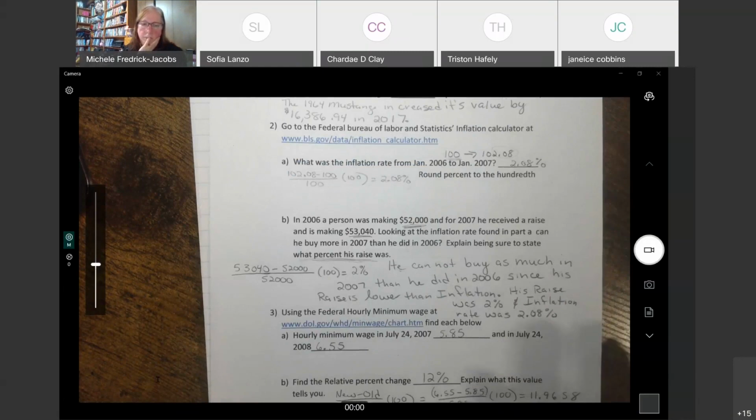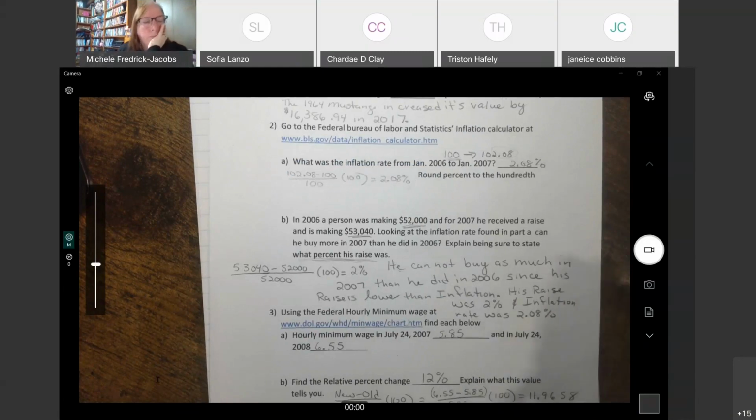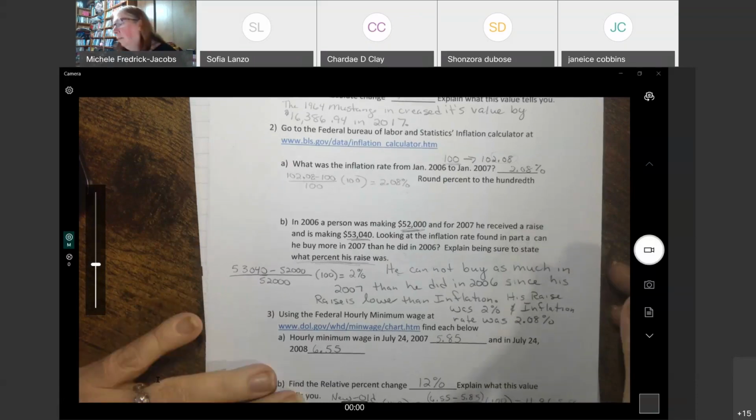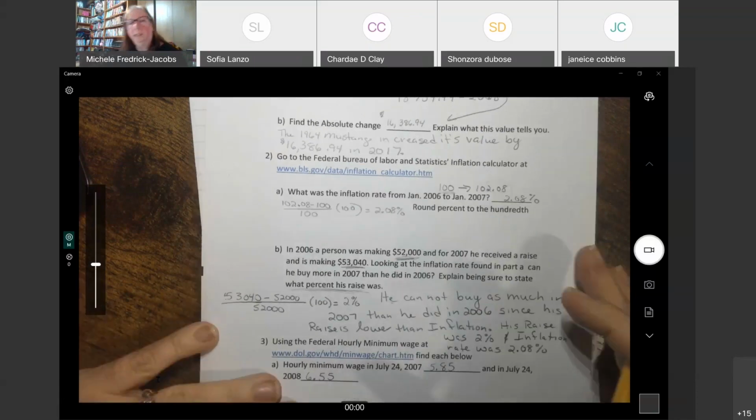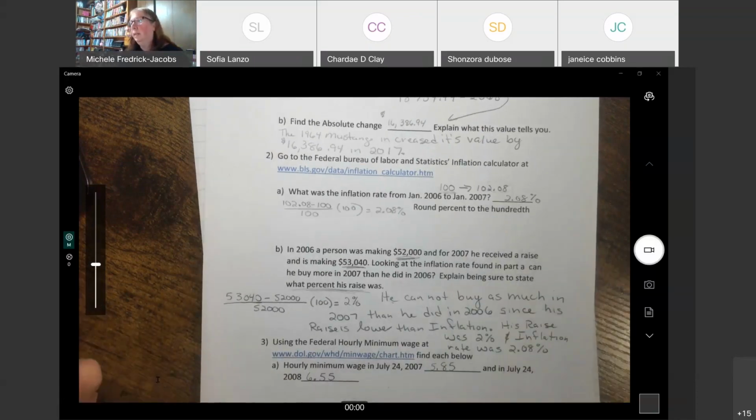I have a question. Sometimes for the absolute change, I don't know why I get confused and I feel like I should multiply. I'm not sure why I think I should multiply when I do the absolute change. Yeah, absolute change is just subtracting, because you're finding out the difference between the two, how much it increased or decreased.